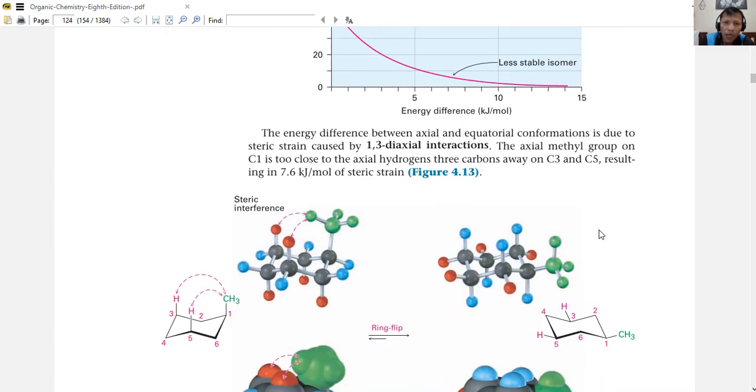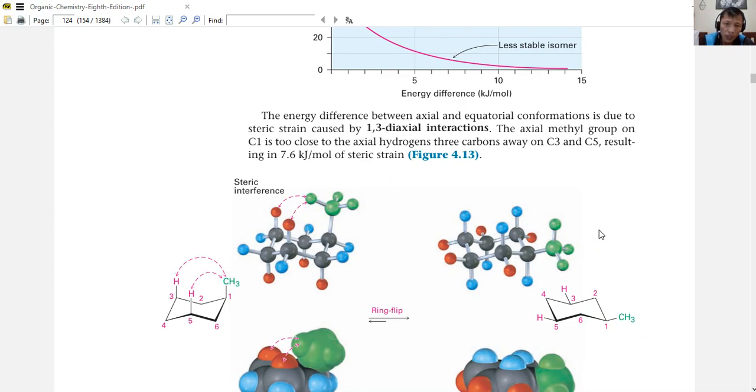The energy difference between axial and equatorial conformation is due to steric strain. That difference actually is because of the steric strain. As we've said, steric strain is the strain experienced by the molecule itself because some part of the molecule, on the contortion, will be near each other, just like this. This atom being near this atom exhibits that steric strain.